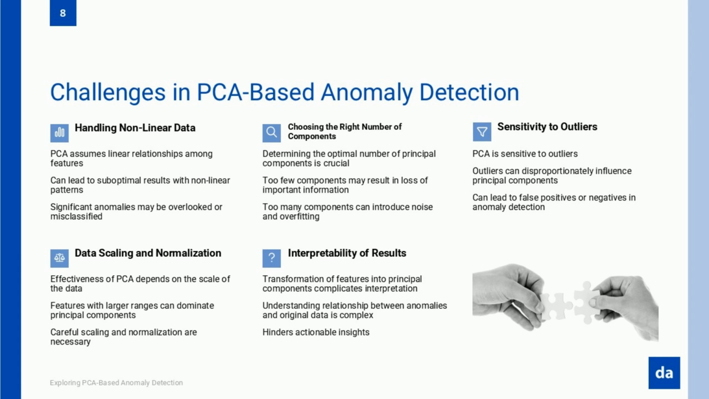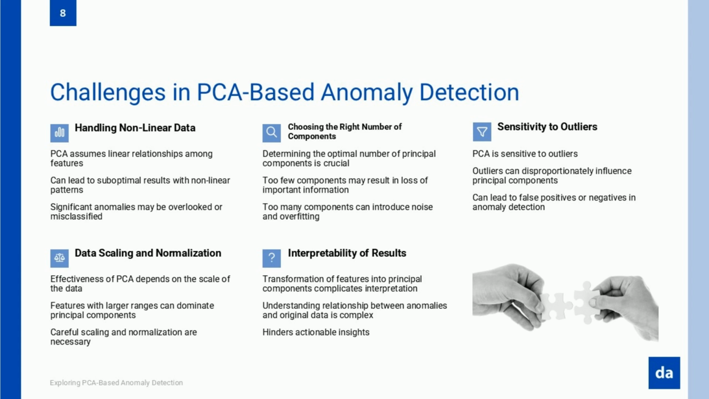Finally, interpretability of results can be difficult, especially in high-dimensional datasets. Since PCA transforms the original features into principal components, it's not always easy to trace anomalies back to specific, meaningful features. Unlike other anomaly detection methods that provide clear, human-readable insights, PCA-based anomaly detection often requires additional investigation to determine why an anomaly was flagged. This makes it harder for businesses and analysts to take action based solely on PCA output.